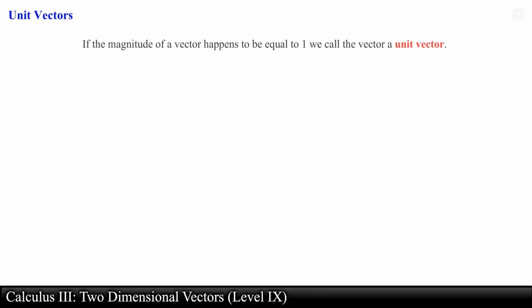Two-dimensional vectors, level 9. In this video, we will cover unit vectors, standard unit vectors, and direction of vectors. Let's first talk about unit vectors. If the magnitude of a vector happens to be equal to 1, we call the vector a unit vector. These vectors are going to be extremely useful as we cover more complicated concepts associated with multivariable calculus.